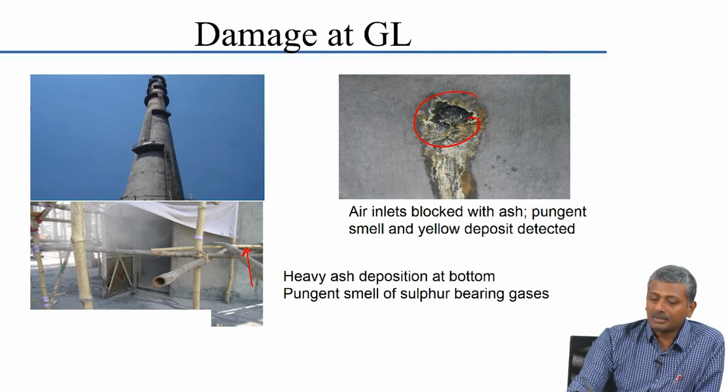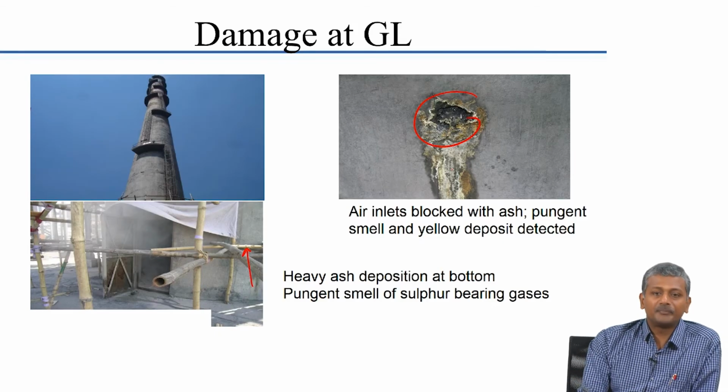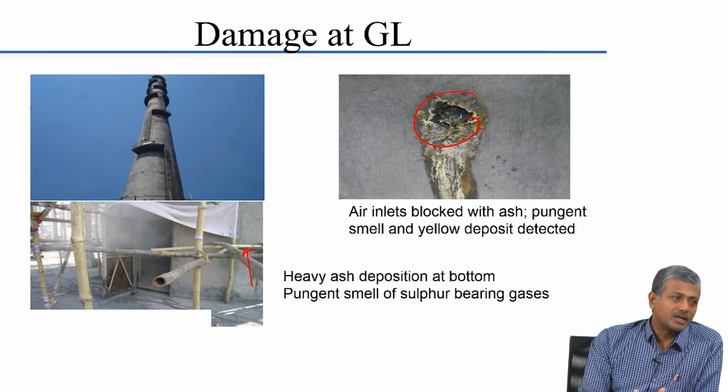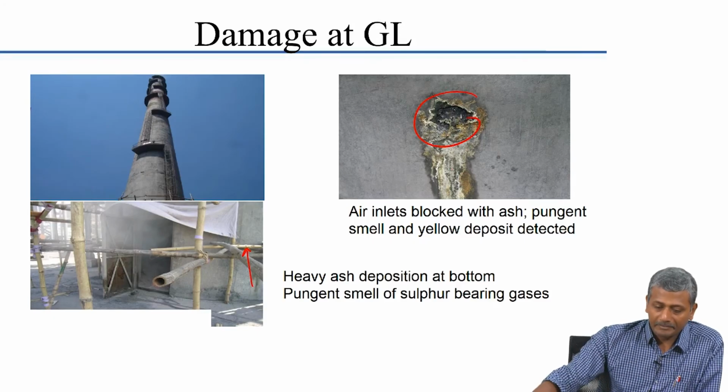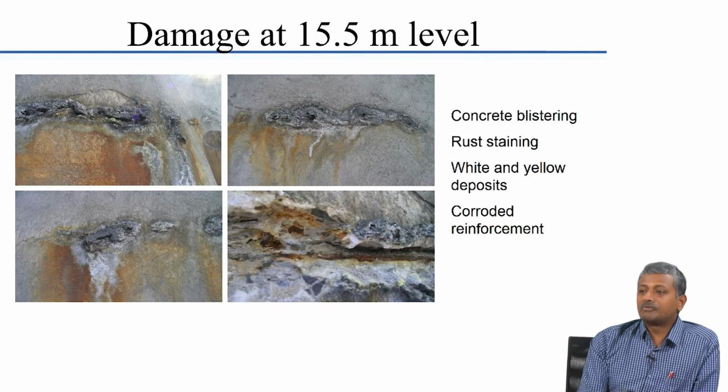Now, here these air holes were blocked and there was this yellowish deposit, again strongly smelling of sulfur. The coal has very little sulfur, it is not very high sulfur, but still the sulfur flies out with the flue gas, and a lot of sulfur was actually detected in this, and the sulfur obviously can be detected in the form of hydrogen sulfide gas. So this is the damage which was at 15.5 meter level.